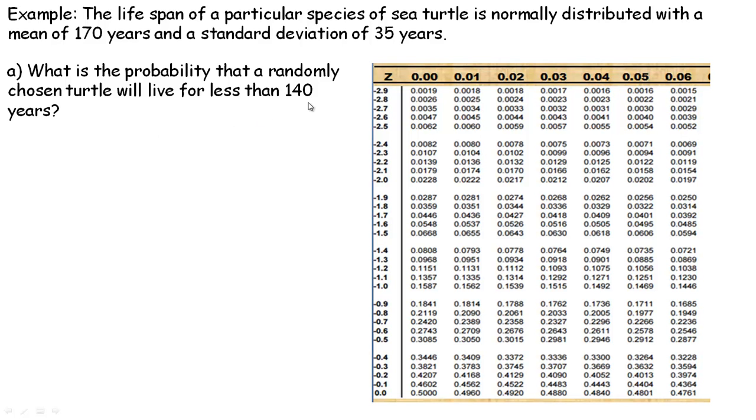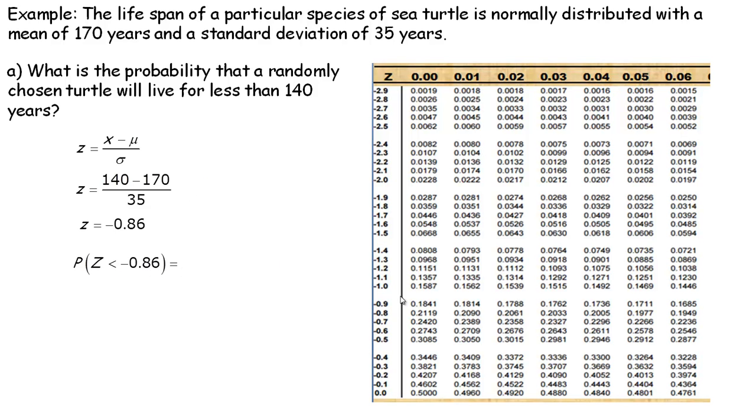So in A here, so less than 140 years, we have to find the z-score of 140 years. And so that's why we're told the mean, so that's 170, and the standard deviation is 35. So we'll make that substitution. And so 140 minus 170 is negative 30, divided by 35 is negative 0.86. And so we want the probability that's less than this. So we want the probability that z is less than negative 0.86.